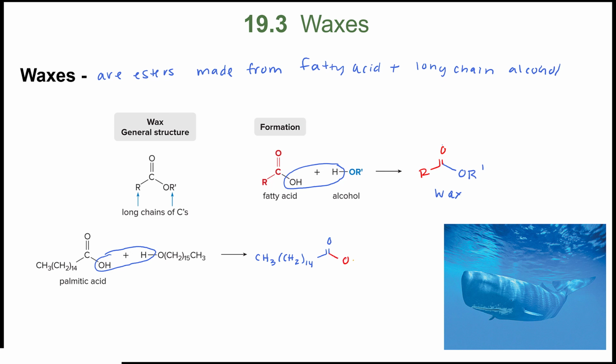And then my O will have CH2 15, CH3. So this is cetyl palmitate, which you don't need to know the name of. This is a major component of spermaceti wax. And when commercial whaling was commonplace eons ago, the spermaceti wax was obtained from sperm whales and was used extensively in cosmetics and candles.